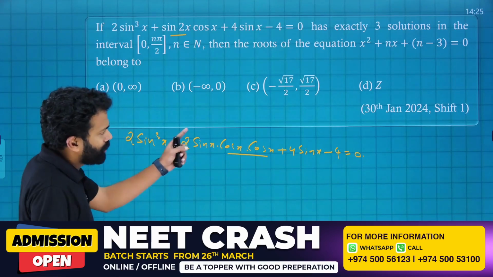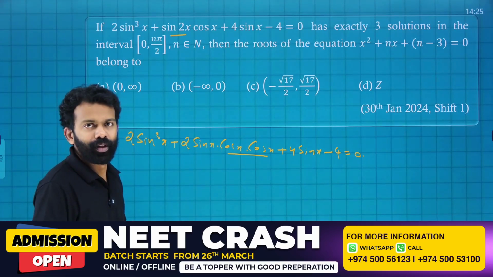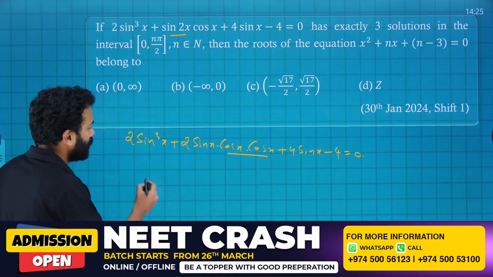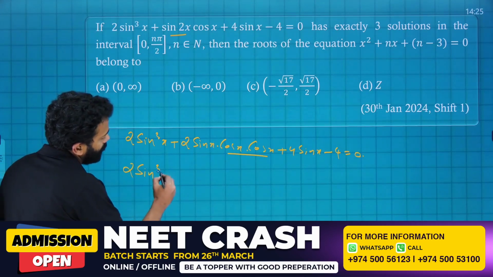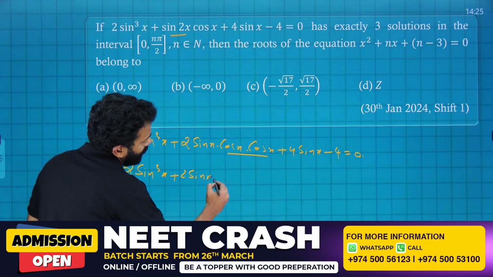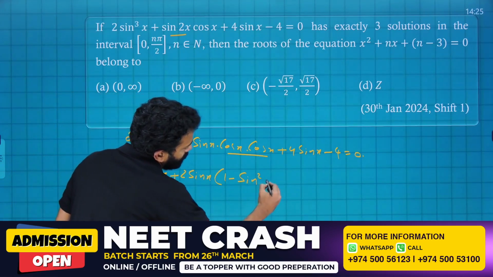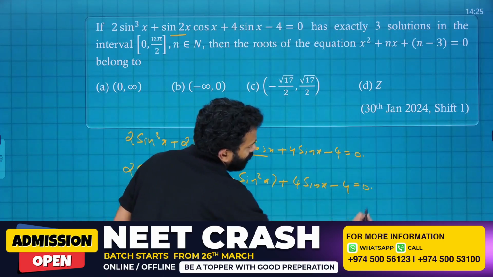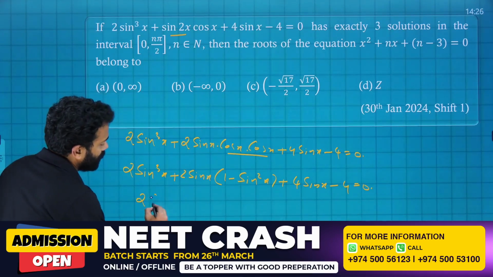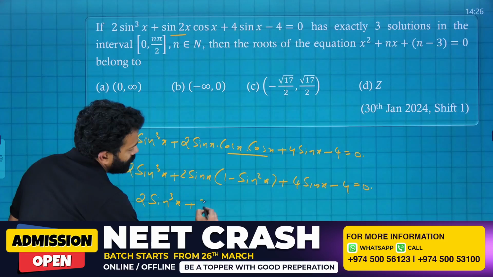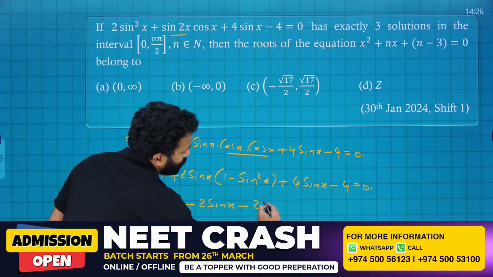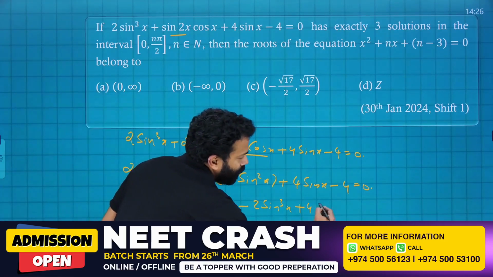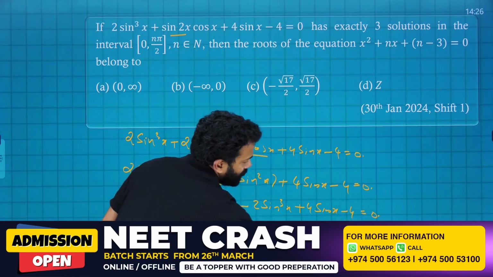So what is cos x into cos x? Cos square x. And what is cos square x in terms of sin x? 1 minus sin square x. So I am substituting that here. Therefore this becomes 2 sin cube x plus 2 sin x into 1 minus sin square x plus 4 sin x minus 4 is equal to 0. Therefore this becomes 2 sin cube x plus 2 sin x minus 2 sin cube x will get cancelled, plus 4 sin x minus 4 is equal to 0.